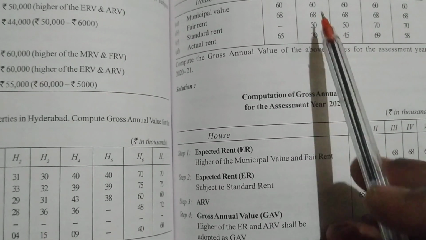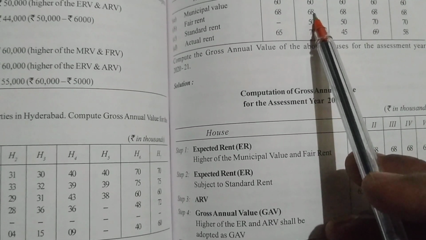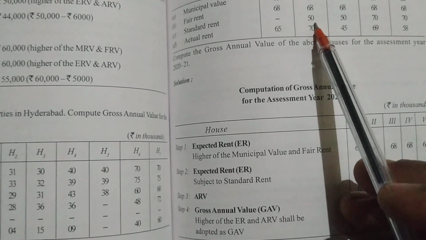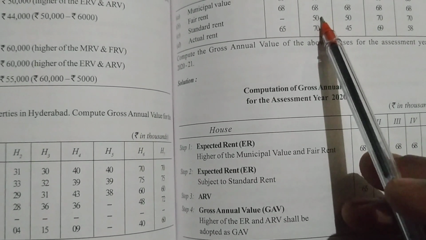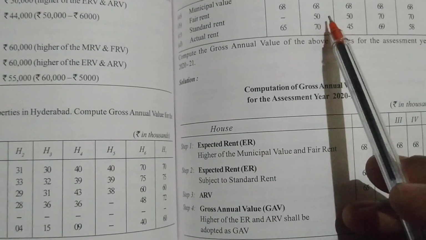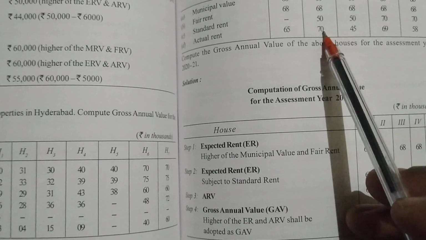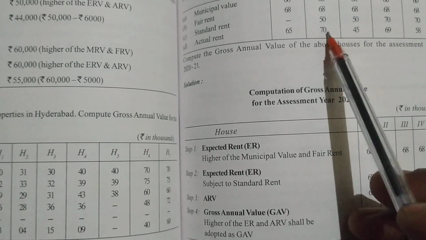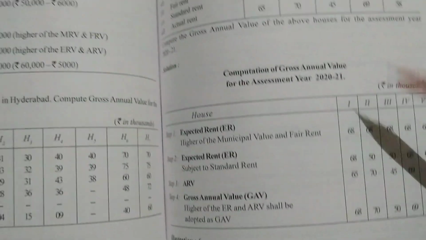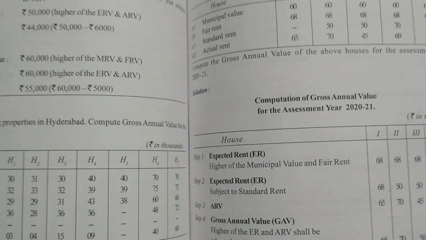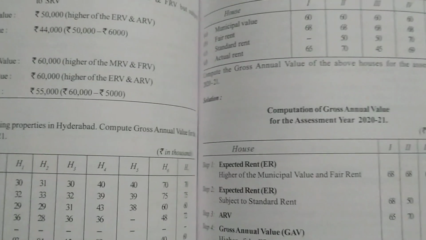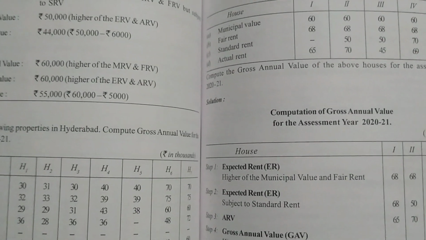Here also house 2. See, whichever is highest, 68 is highest. So this will be ERV. And 68 and 50 you compare. So 50 is whichever is less. So 50, and again compare with 70. So you'll get 70 as GAV. Like this you have to tell the answers. In that way you have to do practice. It's very easy. Only follow the steps.